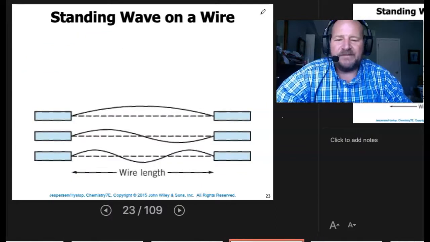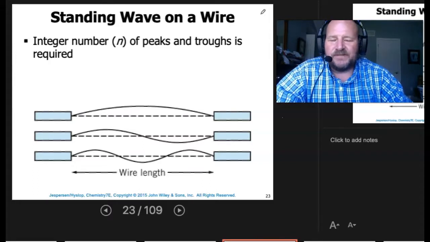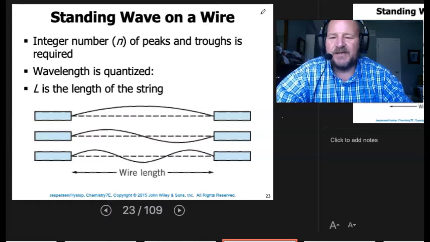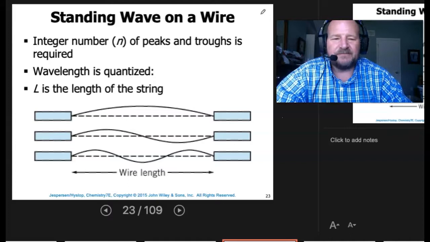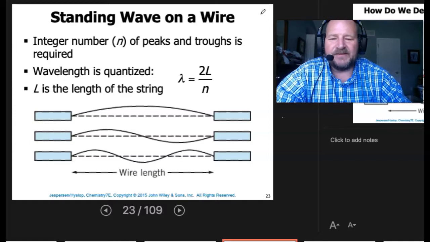Now, a standing wave on a wire. An integer number n of peaks and troughs is going to be required. That means the wavelength is going to be quantized. So L would be the length of the string. Now we can relate the length of the string back to the wavelength. So wavelength would be equal to 2L over n. Okay, hopefully that's making sense. What we're saying is the wavelength itself would be equal to 2 times the length of the string divided by n, the number of peaks and troughs that's required.